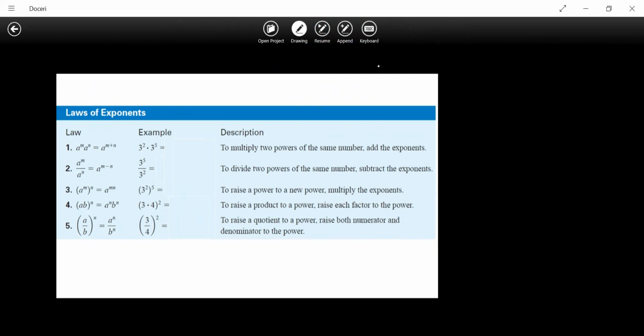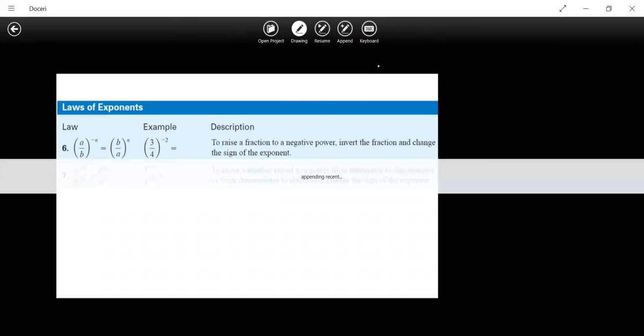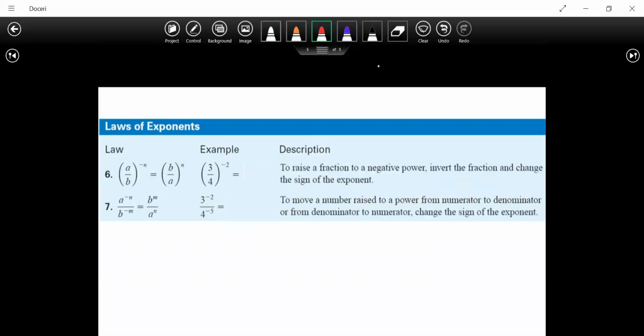The next one we want to be able to do is looking at negative fractions. Okay, looking at negatives. These are going to become crucial in a little bit as well. The negatives are always going to be tricky for you guys. At least they were tricky for me.